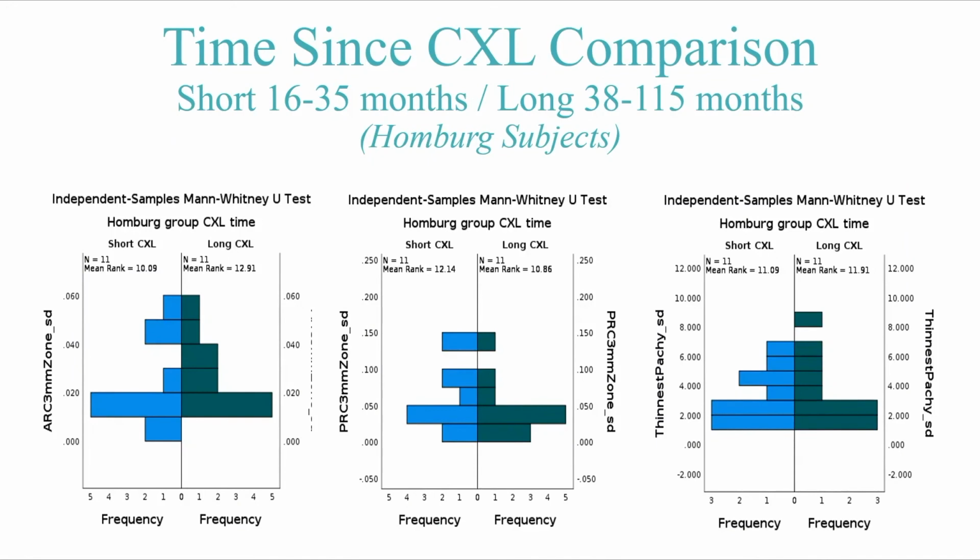The Hamburg population, while it was only 22 patients, allowed us to also look at the time since cross-linking, since there was a very wide range in their population, between 16 months and 115 months. We divided that population into two groups. The first 11, which was from 16 months to 35 months, and the second 11, which was from 38 months to 115 months. And you can see graphically here that there's effectively no difference in the noise levels between the, quote, short term and the long term. So this suggests that once you get out to about 12 months post cross-linking, the noise measurements are consistent throughout.